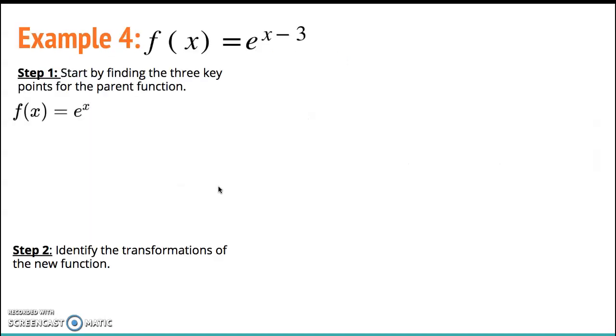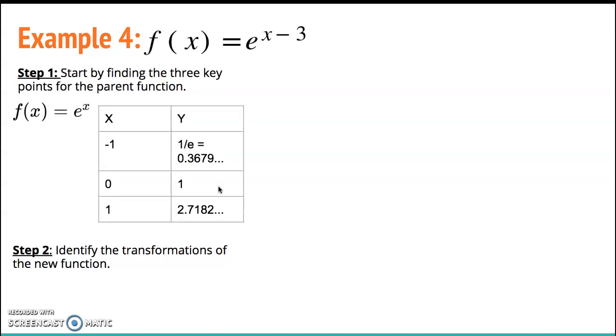All right, so last graph here. If we want to graph e to the x minus 3, then we're going to start with the parent function of looking at e to the x. So let's first take our key points. So e to the -1. If I plug in -1 for x, so 1 over e to the first, or 1 divided by about 2.72, you're going to get about 0.3679 depending on how you're rounding. Anything to the 0 power will produce 1, and e to the first will get you that number 2.72.